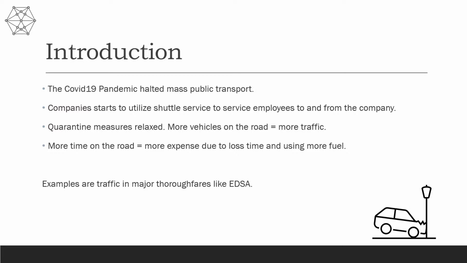Introduction. The COVID-19 pandemic halted mass public transport, and companies started to utilize shuttle services to bring employees to and from the company, as they have to maintain a skeletal workforce. As quarantine measures relaxed, more vehicles appeared on the road, making streets congested. As the shuttle services get stuck on the road, more expenses are due because of the loss of time and the use of more fuel in traffic. An example of traffic in major thoroughfares is EDSA.